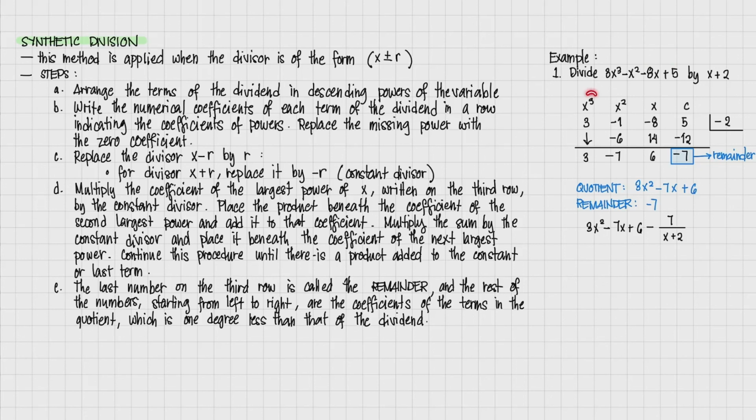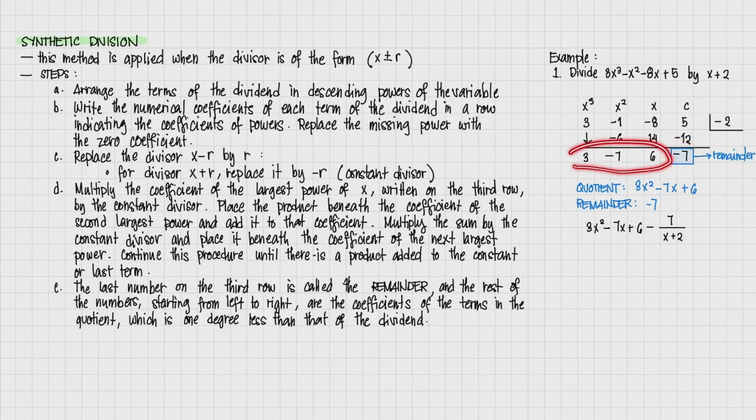What we're going to do is, we're just going to multiply 3 to negative 2 and write it down here. So, 3 times negative 2 is equal to negative 6. Tapos, i-add natin to. So, negative 1 plus negative 6 is equal to negative 7. Right? Tapos, we're going to do the same. You have negative 7 times negative 2. So, that's equal to positive 14. And then, we're going to add this again. Negative 8 plus 14, you'd get positive 6. And then, positive 6 times negative 2 would be equal to negative 12. Tapos, add natin to 5 plus negative 12, you'd get negative 7. And negative 7 would now be our remainder.